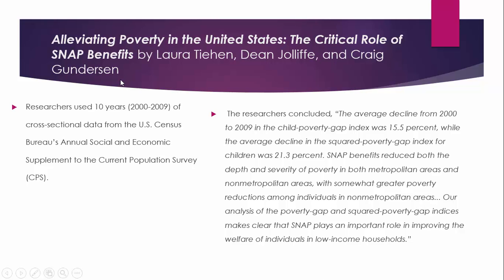The other nice study that I looked at was "Alleviating Poverty in the United States: The Critical Role of SNAP Benefits." SNAP benefits are part of what I'm going to be doing in my research. The researchers used 10 years of cross-sectional data from the U.S. Census Bureau's Annual Social and Economic Supplement to the Current Population Survey. They found that the average decline from 2000 to 2009 in the Child Poverty Gap Index was 15.5%, while the average decline in the Squared Poverty Gap Index for children was 21.3%.